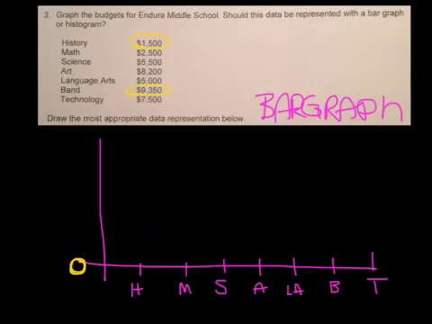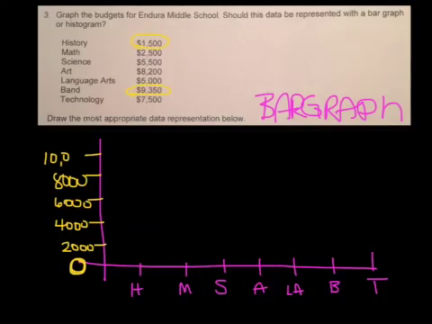Your graph always needs to start at 0. I think I'm going to count by 2,000s. 2,000, 4,000, 6,000, 8,000, 10,000. And then my label would be dollars.